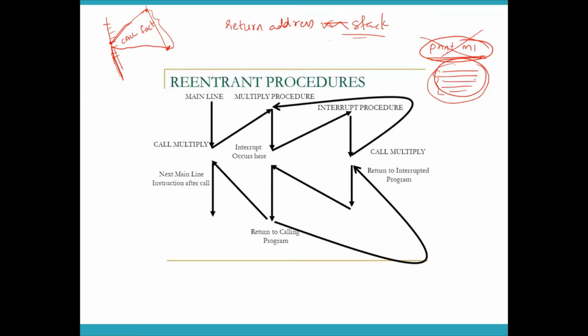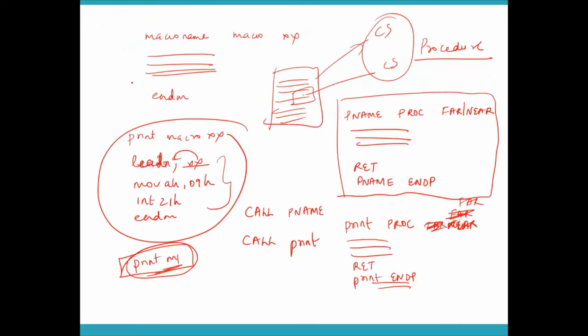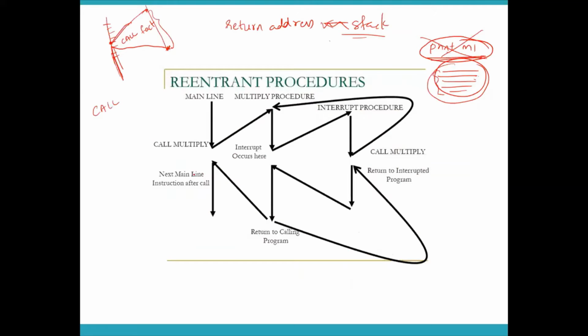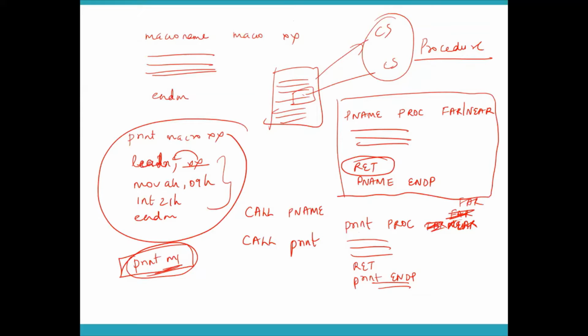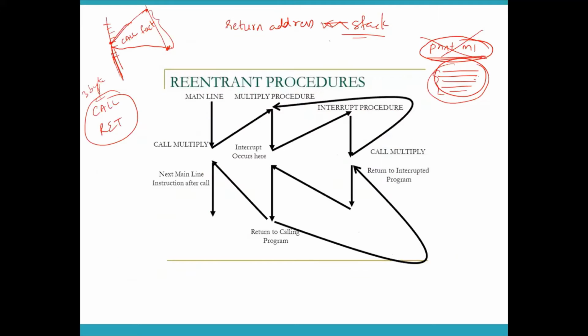But what is the problem with a procedure? You have to call the procedure, and whenever you are using a procedure you have to use the call and return instructions. The overhead of these call and return instructions is very big. The call instruction is a 3-byte instruction. So call and return instructions create a lot of overhead in the program, because every time you want to call a procedure, you have to use the call instruction and the RET instruction also to return. That is a drawback of using procedures.